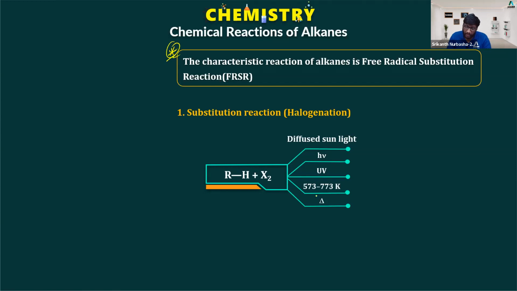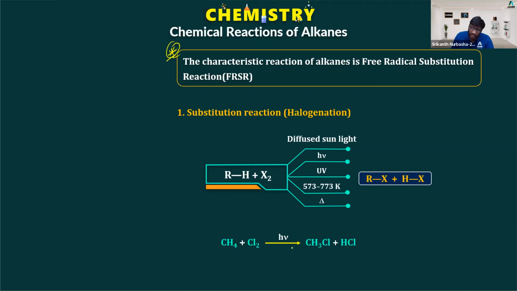So substitution reaction, halogenation: if you take alkane RH plus X2 in the presence of high temperature or diffused sunlight or UV or 573 to 773 Kelvin, in all these cases you get a free radical path. You will be generating RX plus HX. Let us go with the mechanistic approach. Halogenation of alkane will have three main steps: chain initiation, chain propagation, chain termination. In the chain initiation, the halogen radicals are obtained. In the chain propagation, the halogen radical will pick up the hydrogen to form an alkyl radical. That alkyl radical will combine with the halogen radical to form haloalkanes. They can combine with each other to form higher alkanes. Like that, a mixture of products can be expected.